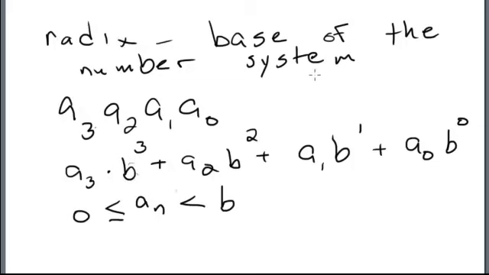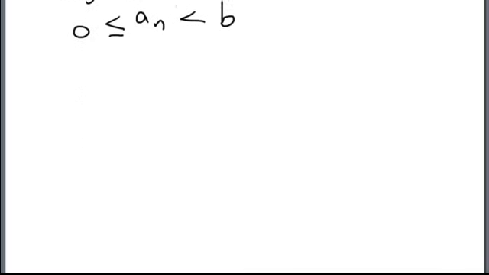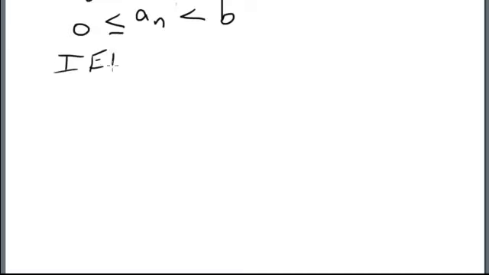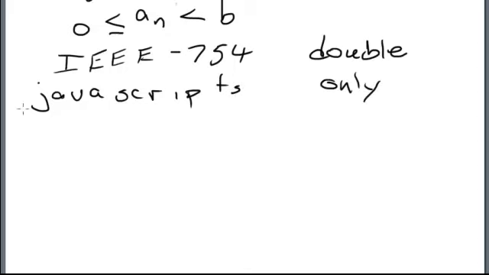Okay, so let's go in and talk about IEEE 754. This is what JavaScript uses, the IEEE 754 double. This is JavaScript's only number type. And they have other data types.